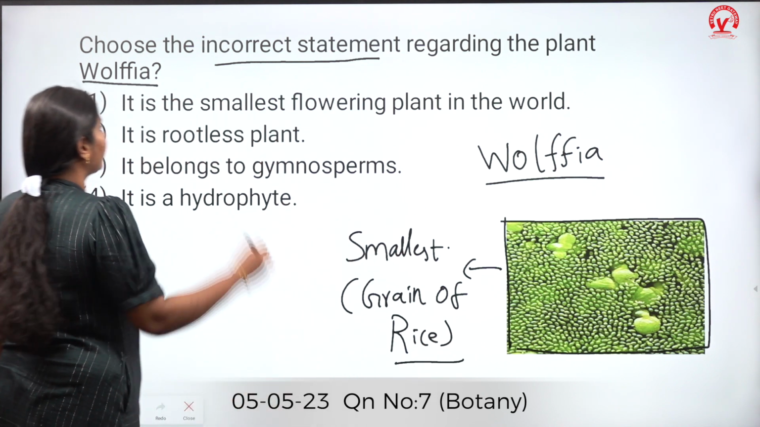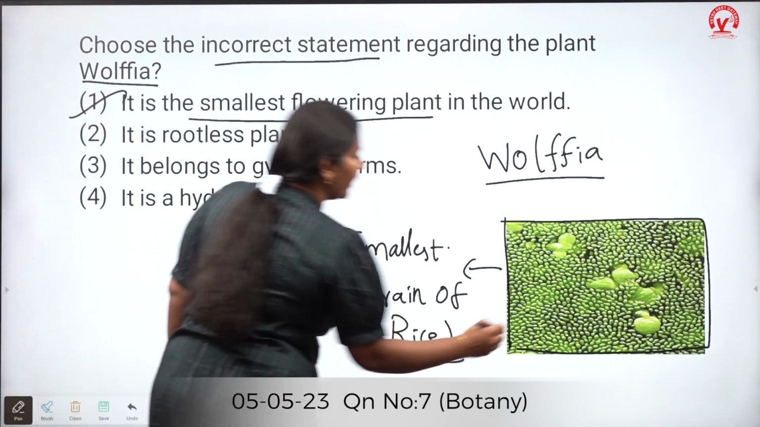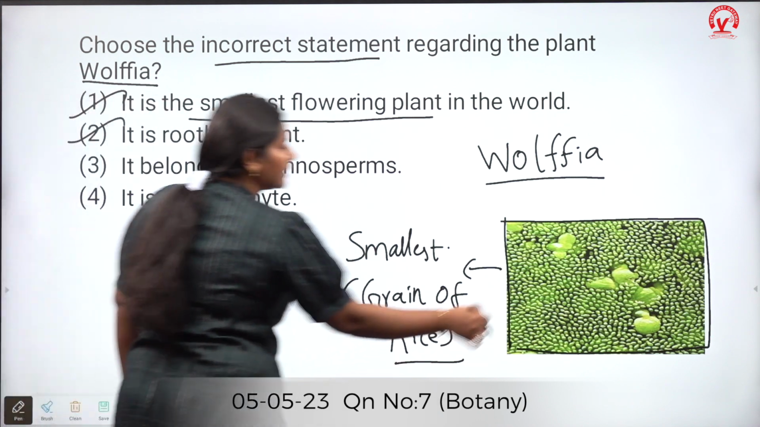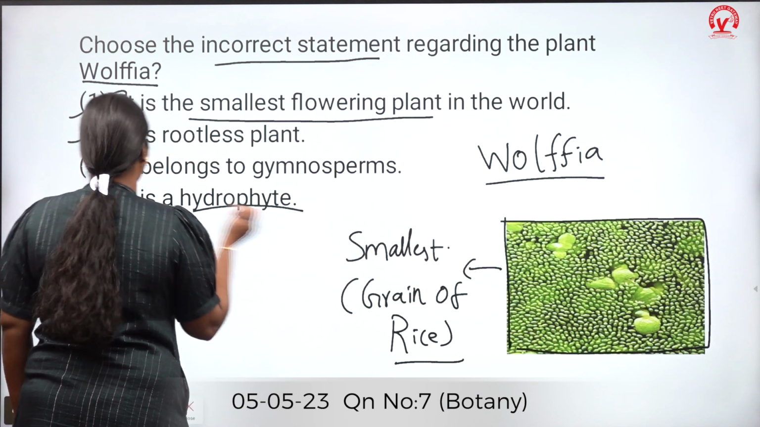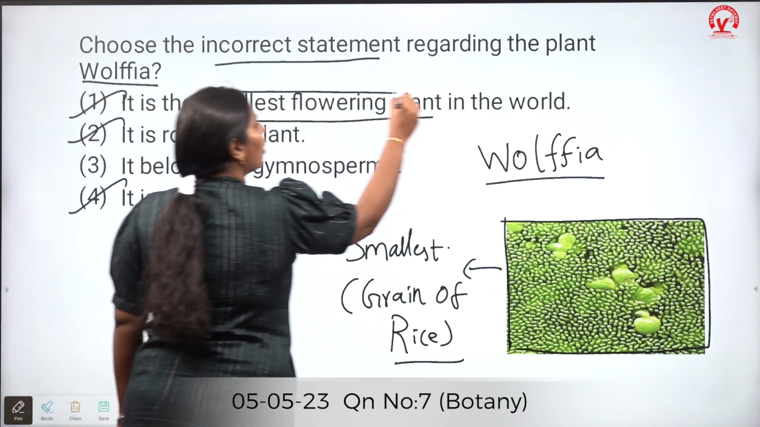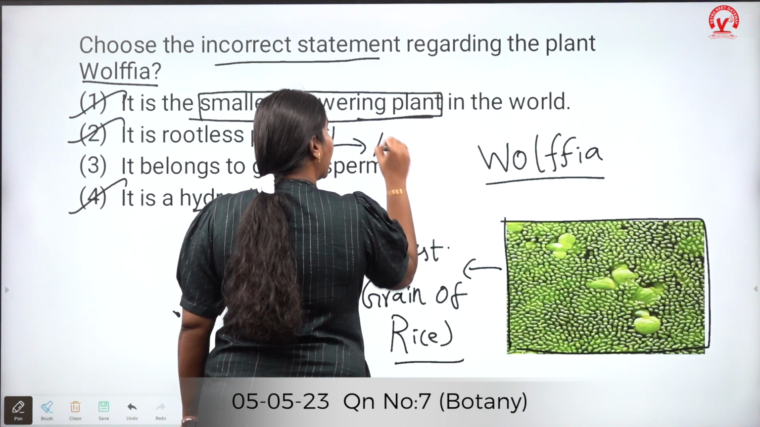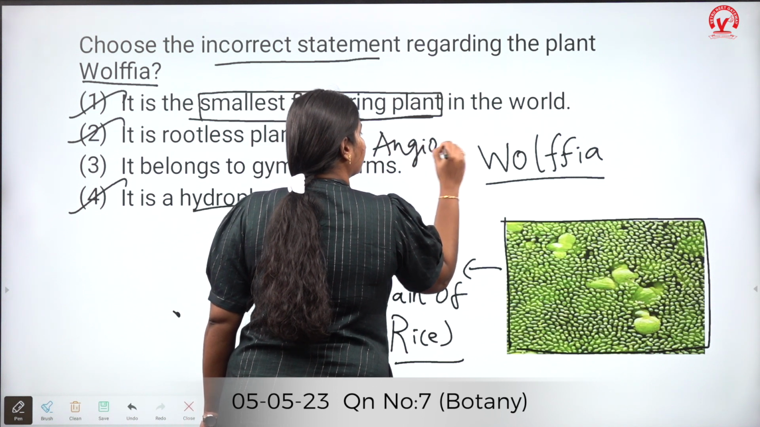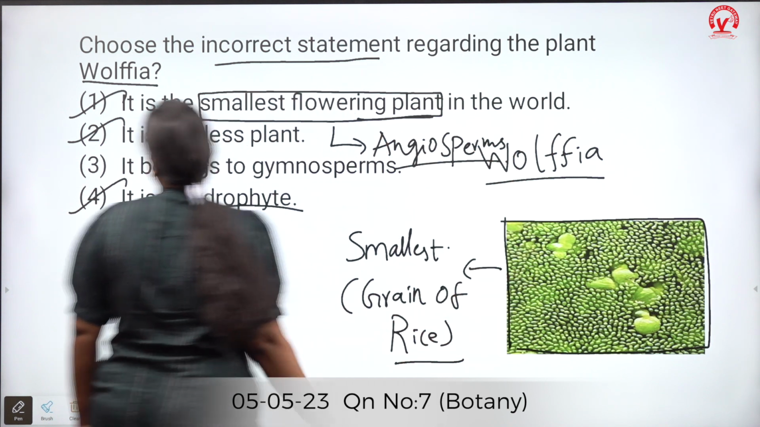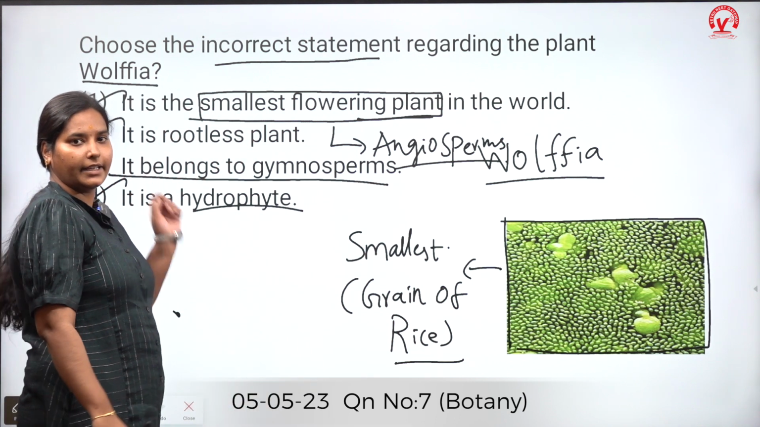So the first option is correct. It is the smallest flowering plant in the world and it is usually a rootless plant. So option 2 is also correct. It is present in water, so it is a hydrophyte. So option 4 is also correct. In the first option we have mentioned it is a flowering plant, hence it belongs to the group of angiosperms. So option 3 is incorrect. So the correct answer is option 3.